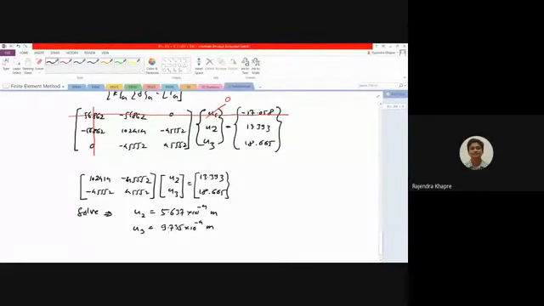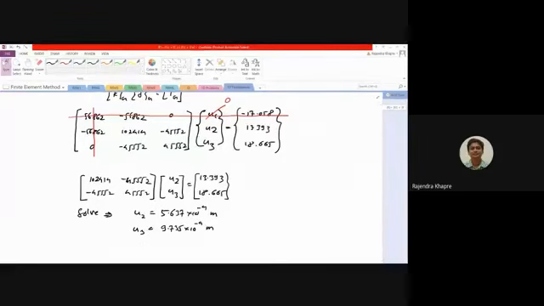Okay, so in this way you can solve a problem and get the unknown displacements, and once the unknown displacements are known, you can get the value of forces or maybe stresses and strain that we have seen in the previous class. I hope this is clear to everybody. Are there any questions please? Okay, so we will stop now.